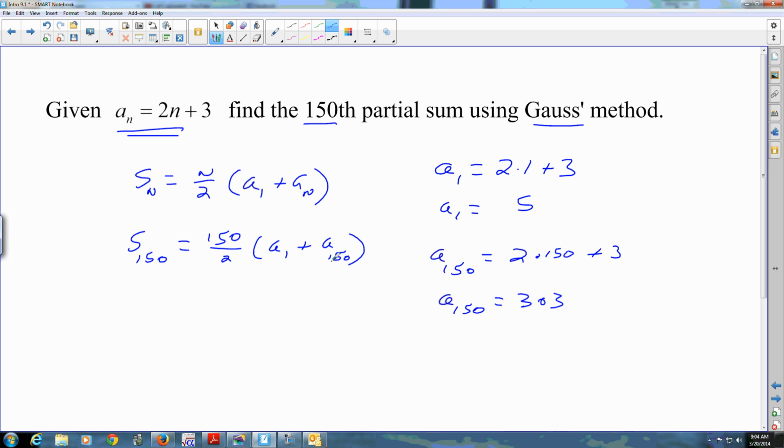Now I just fill in what those two numbers are. So that's 75 times 5 plus 303, so it's 75 times 308. Whatever that is, that would be the sum of the first 150 terms generated by that sequence. Okay.